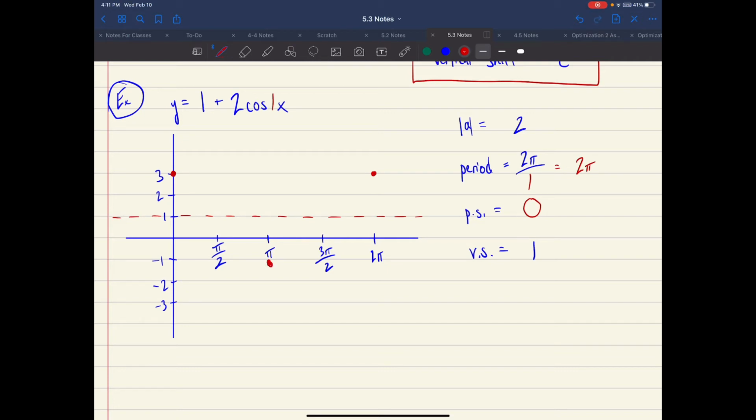And that's really all there is to it because we're just sketching these. So I'm going to take my pen and hopefully catch all those points just like that. So that is the graph of y equals 1 plus 2 cosine x.